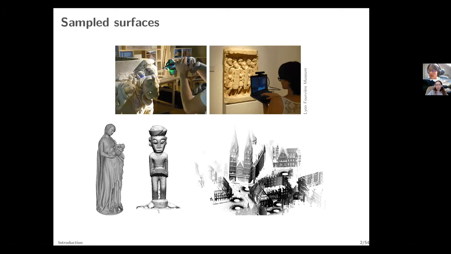We are dealing with sampled surfaces, which are point sets acquired from real world objects. The problem is that there's a huge variety of methods to perform the acquisition of a surface. It can be a very precise, high accuracy laser scanner. It can be a very low quality, cheap depth camera mounted on a computer, for example. And the outputs have different qualities. And sometimes they don't even look like a surface.